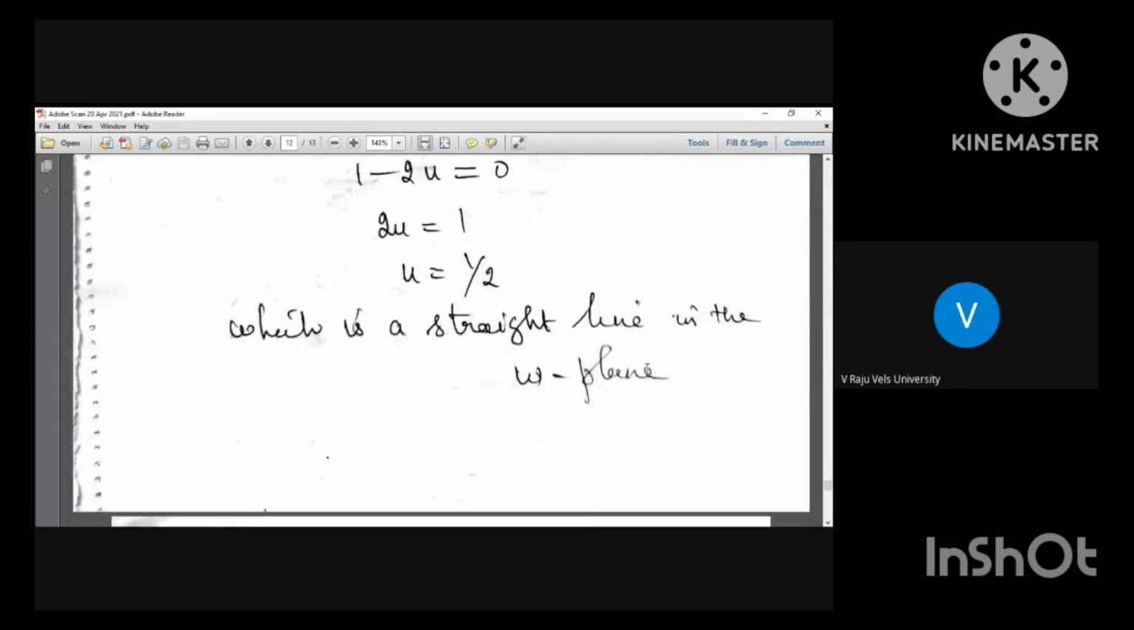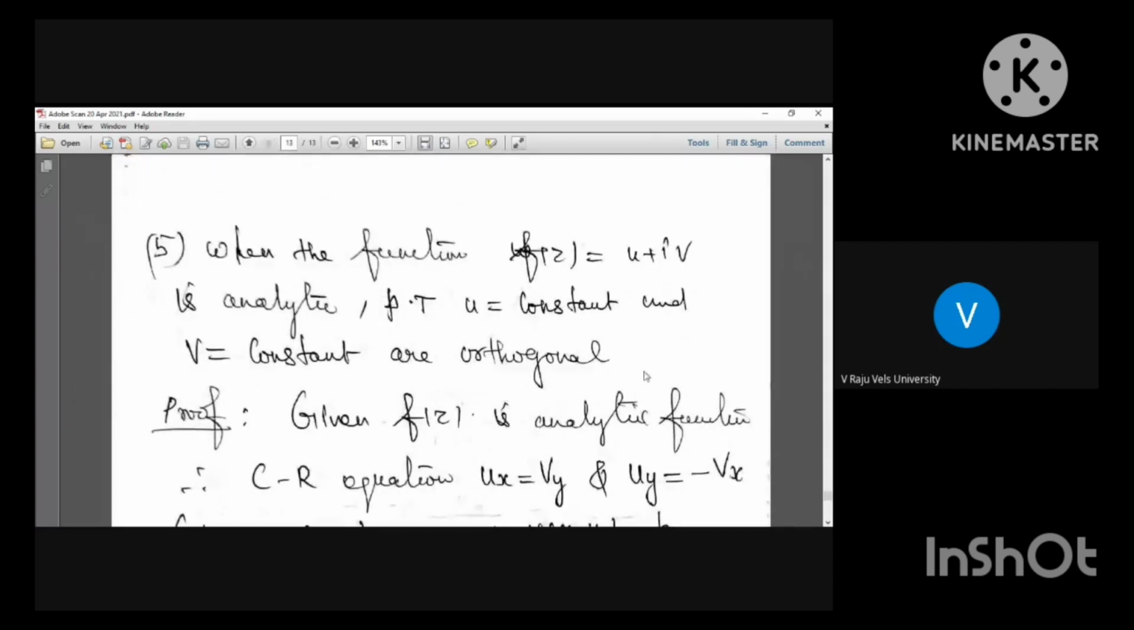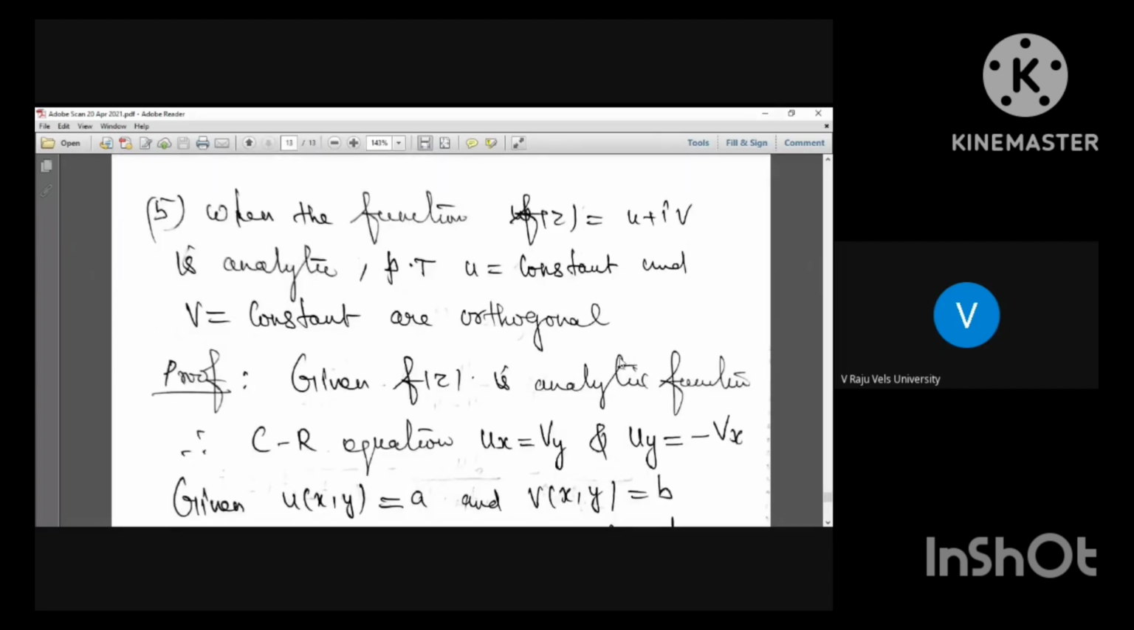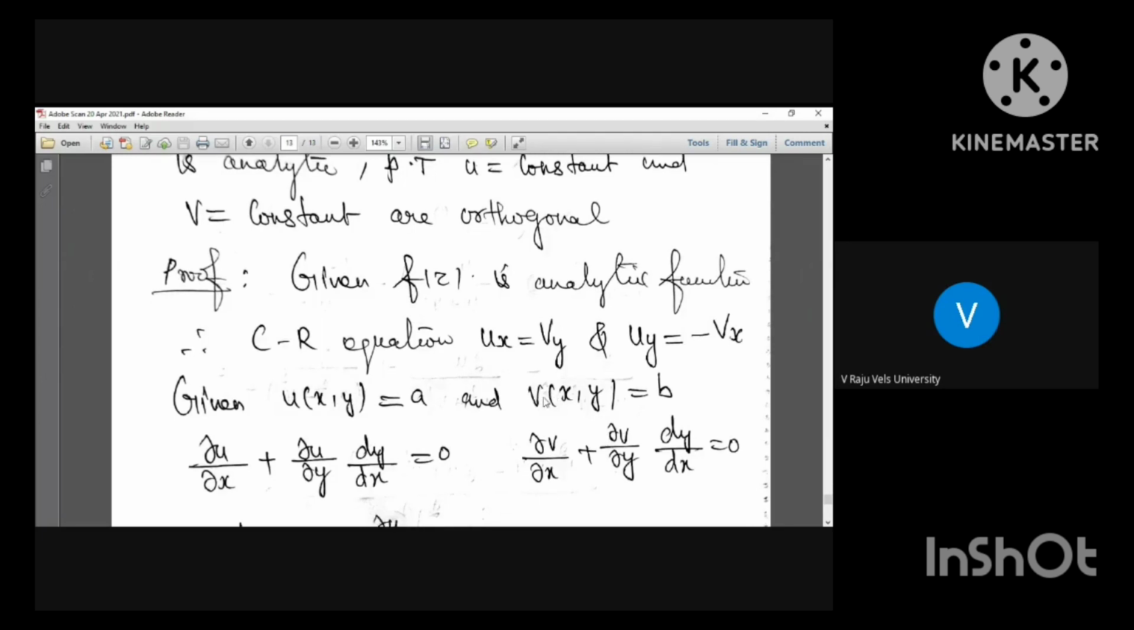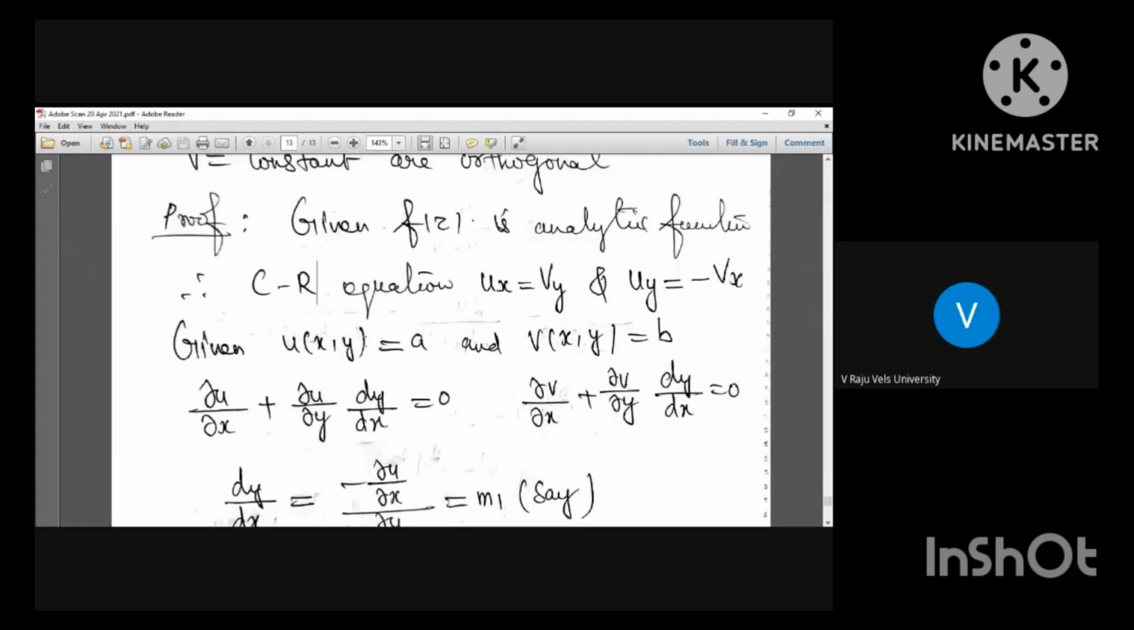So the next one is: when the function f of z is equal to u plus iv is analytic, prove that u is equal to constant and v is equal to constant are orthogonal. So orthogonal means here you have to find the slope of the given curves. So given f of z is an analytic function, the Cauchy-Riemann equations are ux is equal to vy and uy is equal to minus vx. I am considering u is equal to a constant a, v is equal to a constant b.